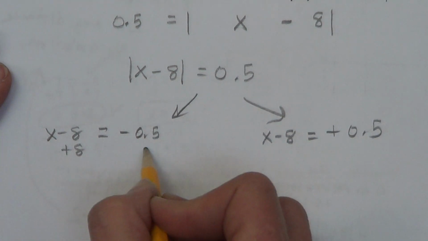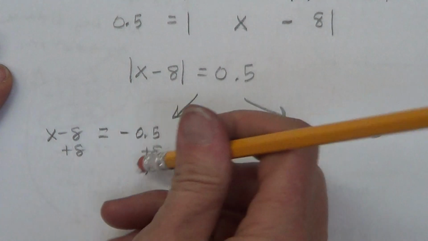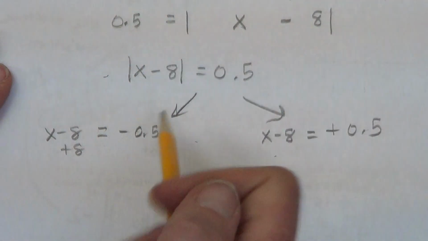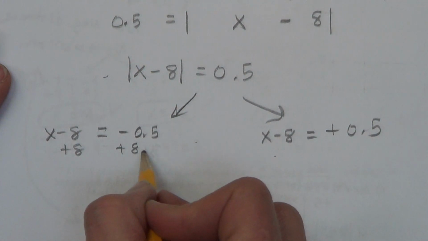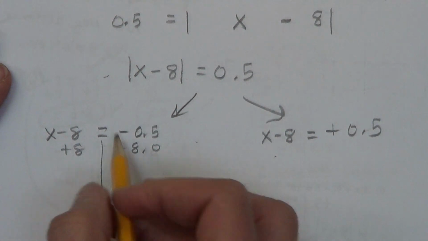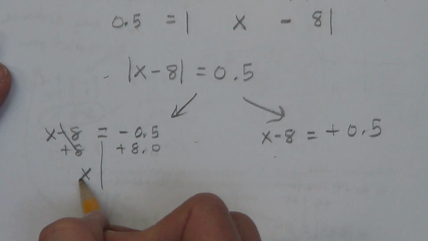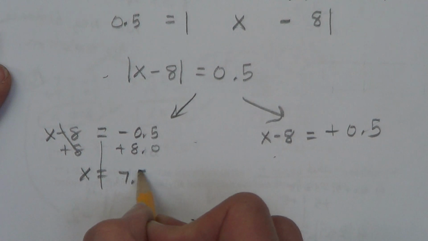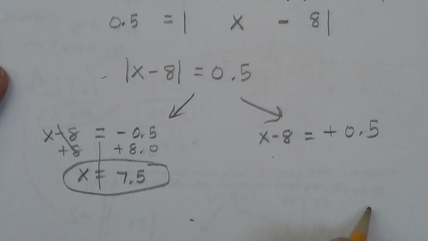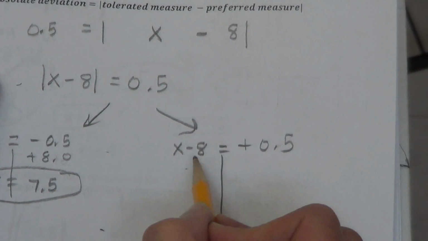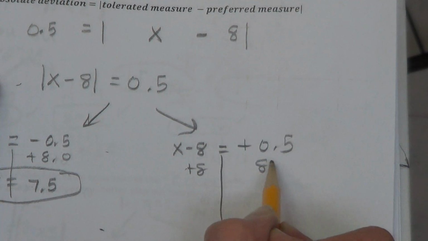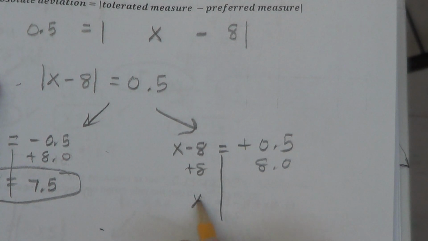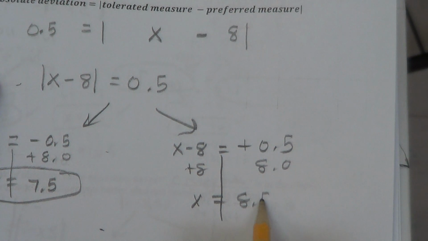We add 8 to each side. Preferably line that 8 up in the right spot with the decimal up above. It would be 8.0. That cancels. We get x equals 8 minus 0.5 is 7.5. Add 8 to each side. 8.0. x equals 8.5.